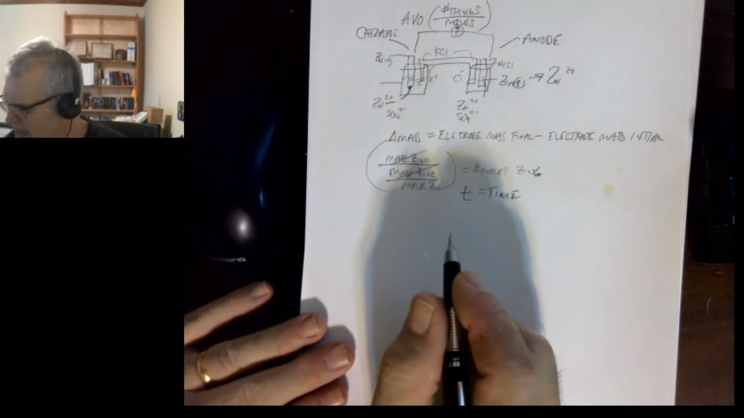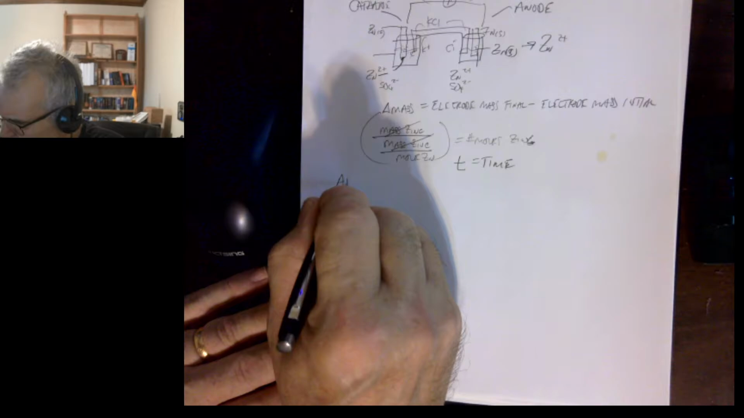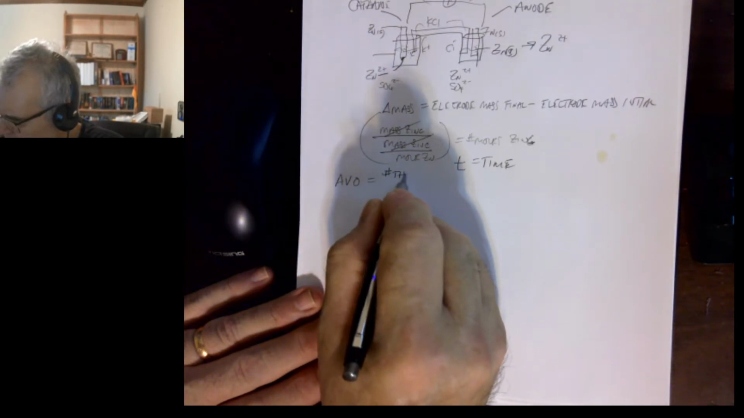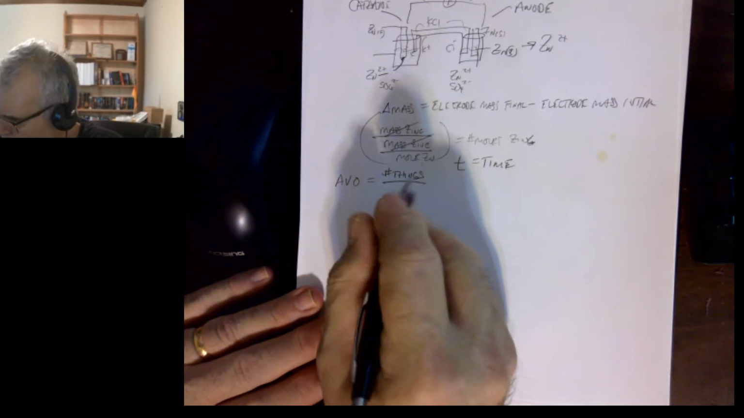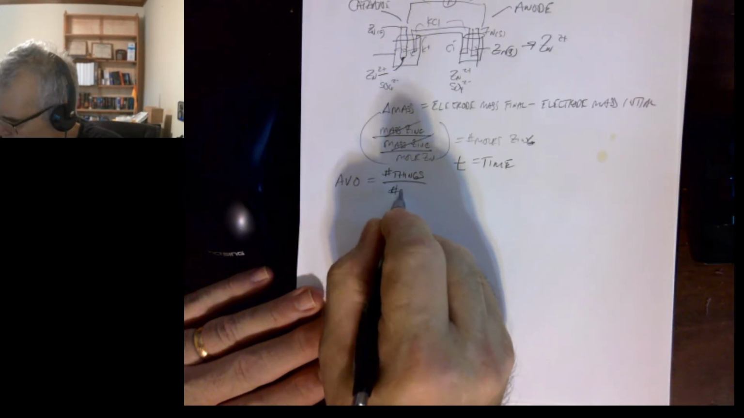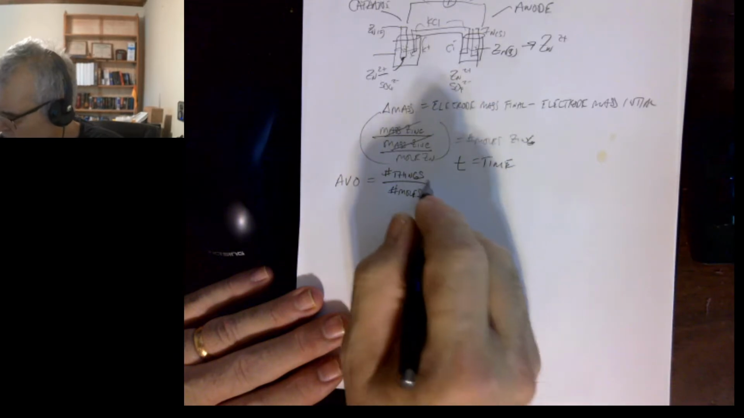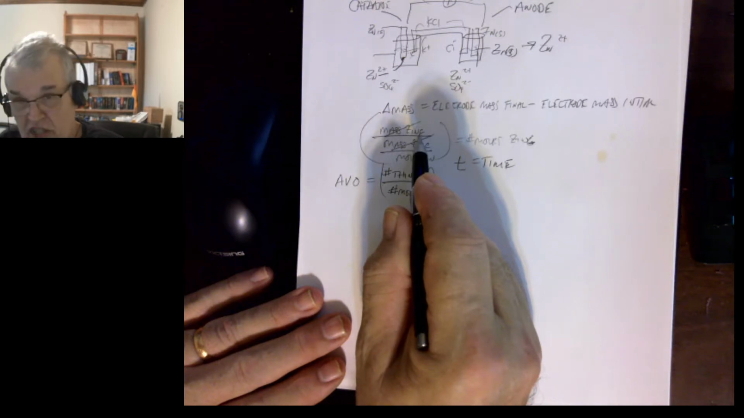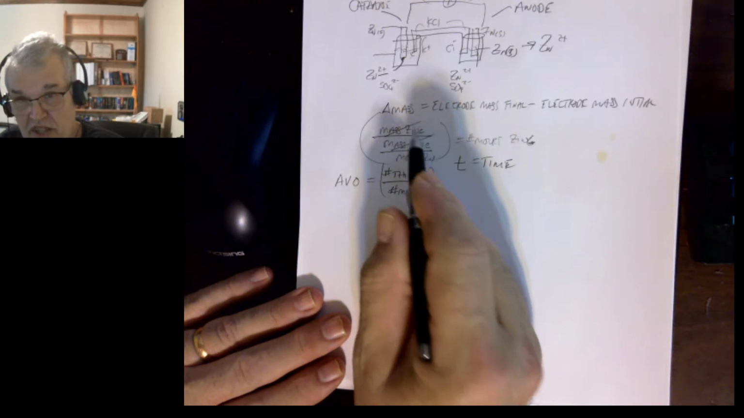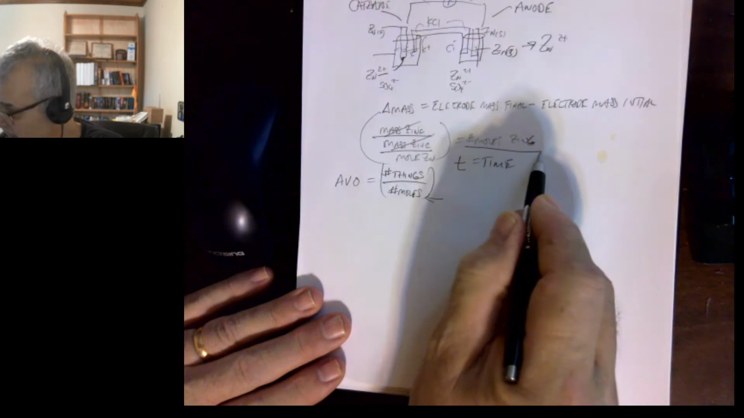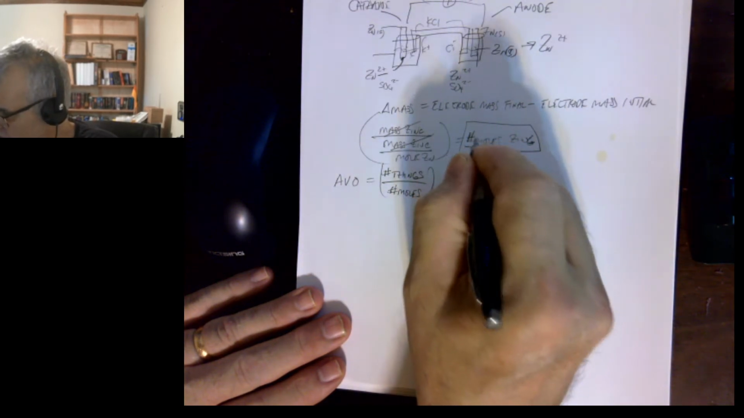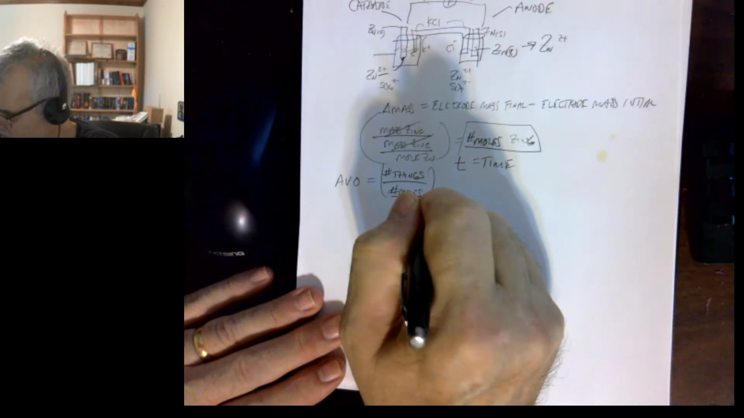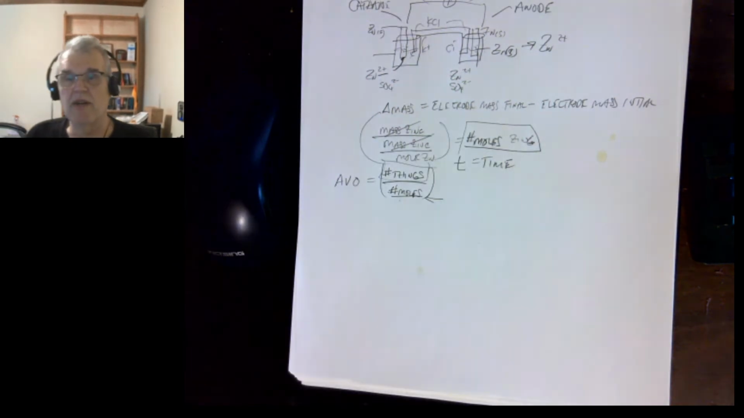Okay, so what do I want? I want Avogadro's number, and that's going to be equal to the number of things over the number of moles. I've got my number of moles, because I can take the mass of zinc that changed divided by the molar mass of zinc, and that gives me the number of moles of zinc. So I've got half of my value. I need the number of things. How do I get the number of things?